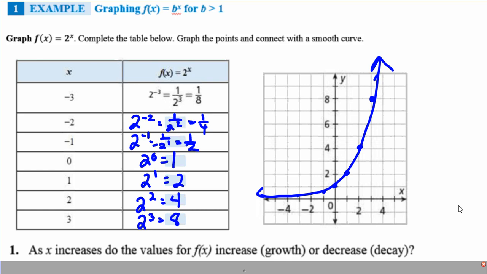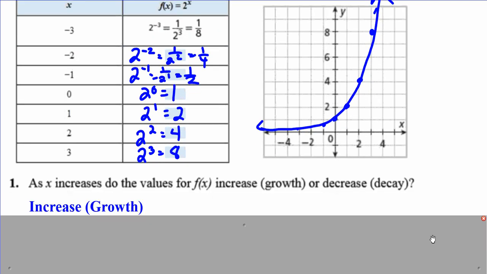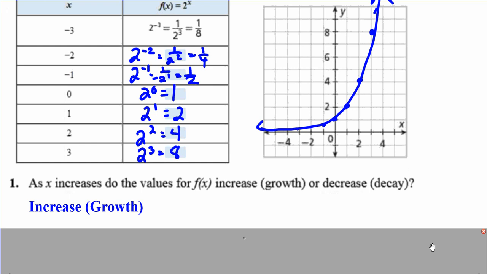As x increases, do the values of f of x increase, which we call growth, or decrease, called decay? As you look to the right of your graph, as x increases, f of x, those outputs or y values, increase as well. So we would say this is an increasing function. It's exponential growth.